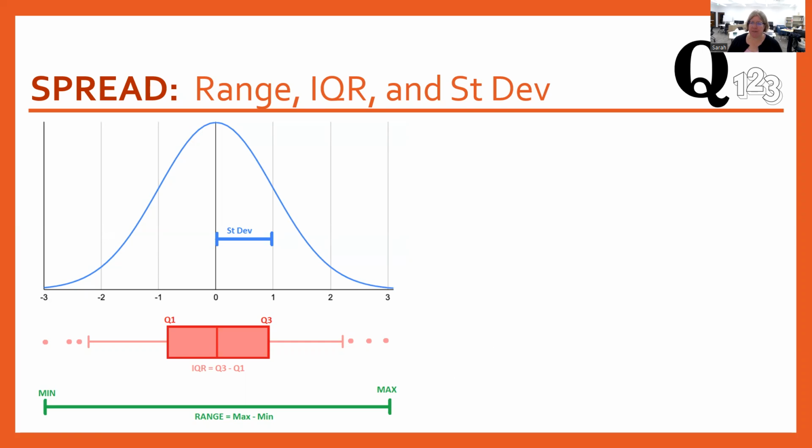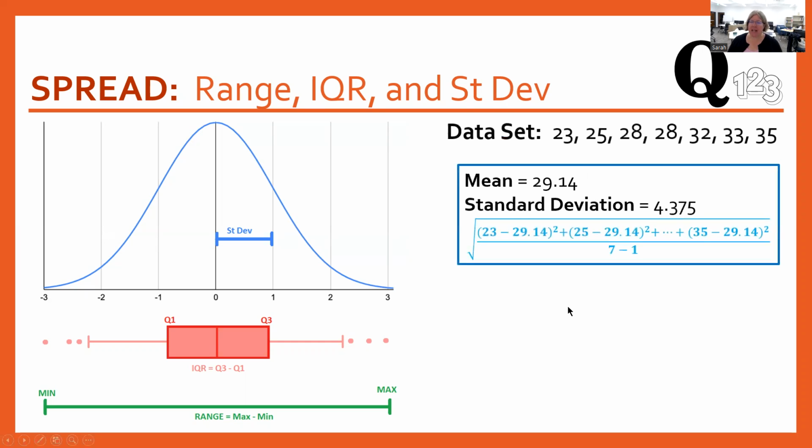For the mean and standard deviation, remember those two go together, center and spread. The mean of this set is 29.14. To make this calculation, you take each data value, so 23, subtract off that mean, square it, and add them all up. So it's a really crazy formula. We will not do this by hand. We're going to do this in Excel. For this data set, it comes out to 4.375, which is fine.